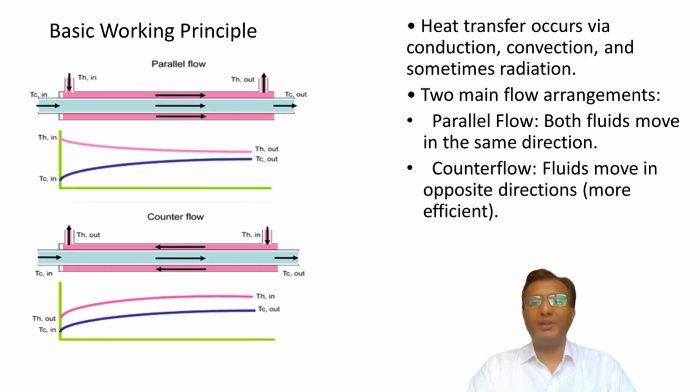For example, in a counterflow heat exchanger, the hot fluid's exit temperature can approach the cold fluid's inlet temperature, maximizing its efficiency. These principles are applied in systems like industrial boilers or air conditioners. Understanding flow arrangements and heat transfer models helps engineers select the right design for a specific application, ensuring optimal performance. Let's move on to the classification of heat exchangers based on construction and flow.